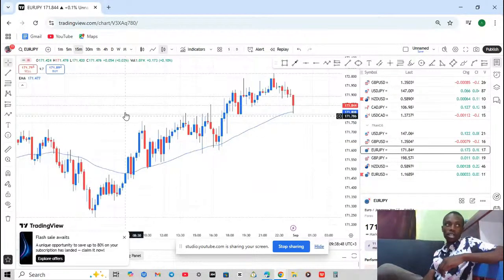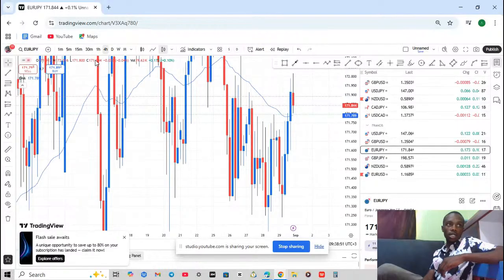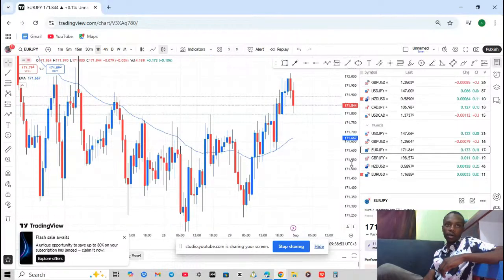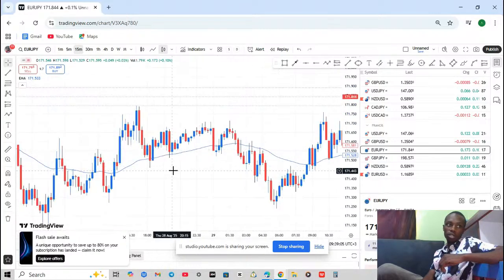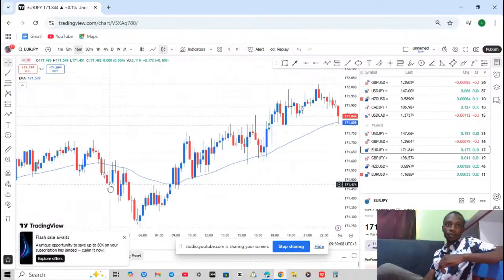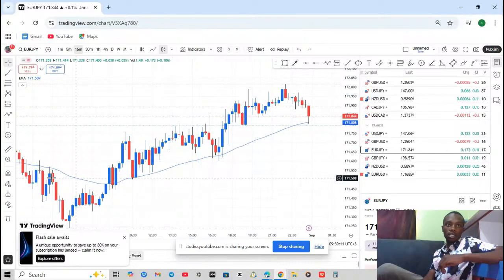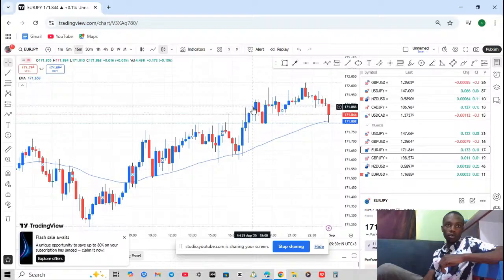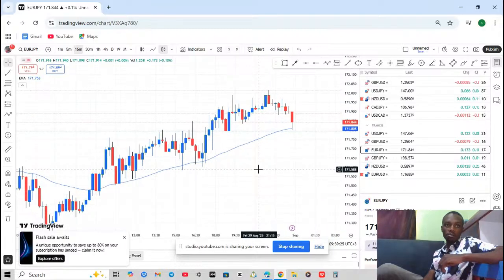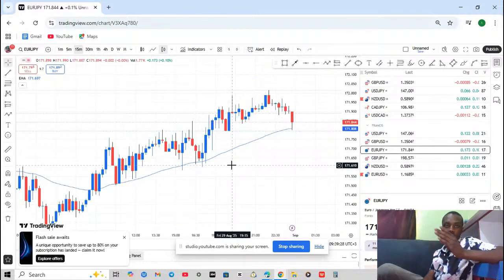Let's jump into the Euro GPY. In the Euro GPY, you can see we have three consecutive closes above the 50 exponential moving average in the 1 hour. In the 15-minute chart, if you look here, the market just reversed, forming lower lows, lower highs, lower lows, lower highs. I think the first two conditions here are met.